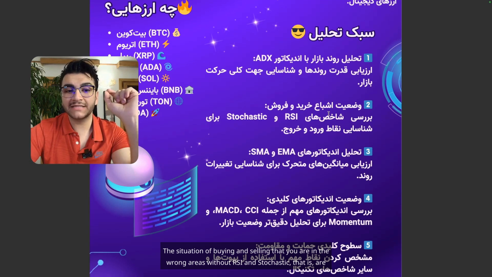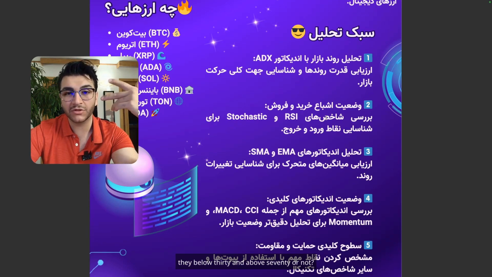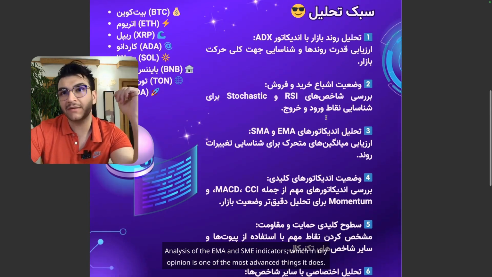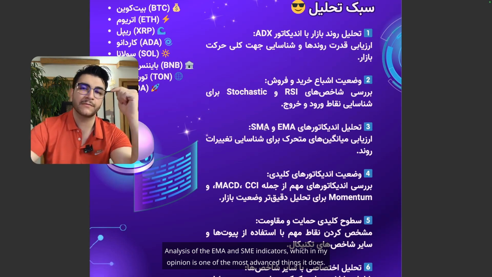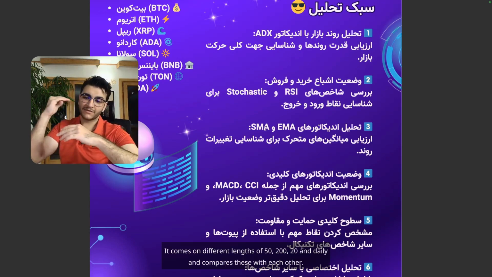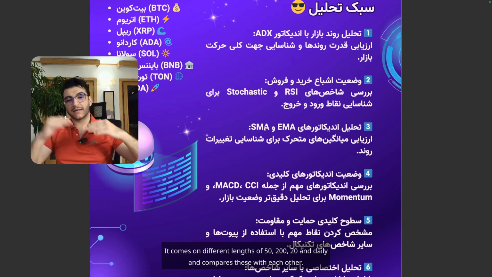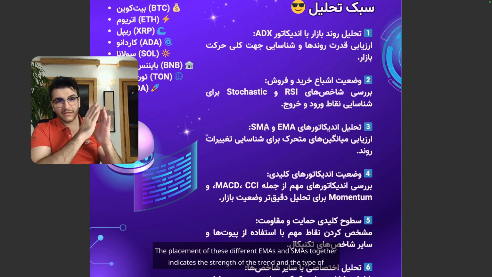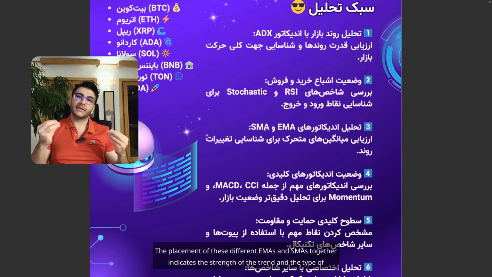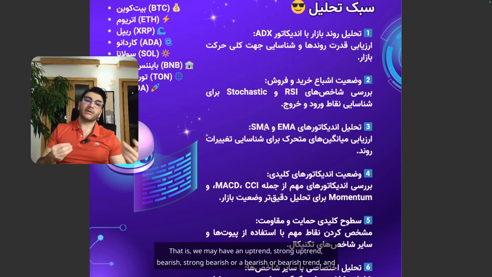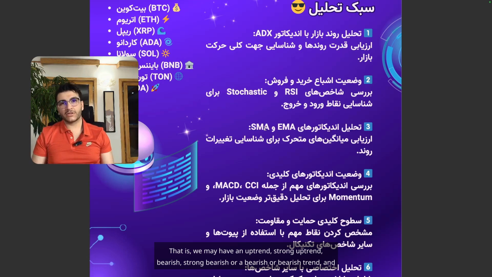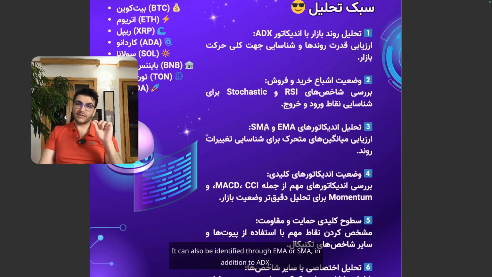Then the buying and selling situation, whether you are in the wrong areas, using RSI and stochastic, that is, are they below 30 and above 70 or not? Then the analysis of the EMA and SMA indicators, which, in my opinion, is one of the most advanced things it does. It comes on different lengths of 50, 200, 20 in daily and compares these with each other. The placement of these different EMAs and SMAs together indicates the strength of the trend and the type of trend. That is, we may have an uptrend, strong uptrend, downtrend, or strong downtrend, and this can also be identified through EMA or SMA, in addition to ADX.